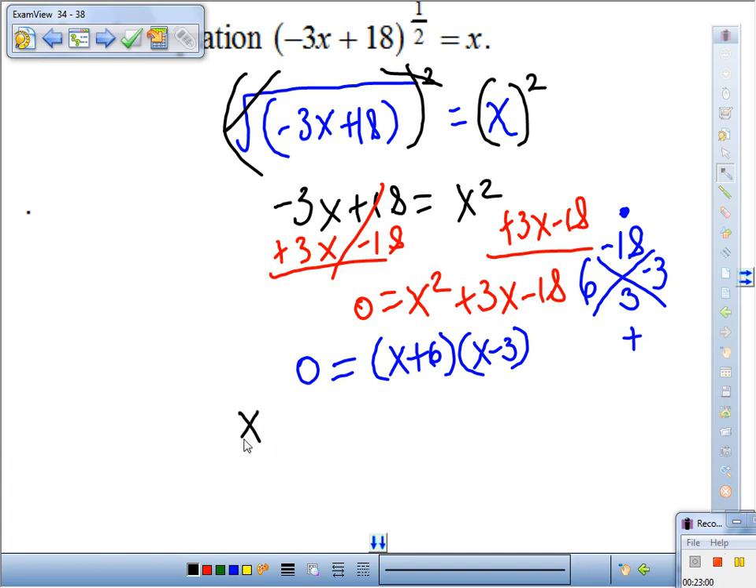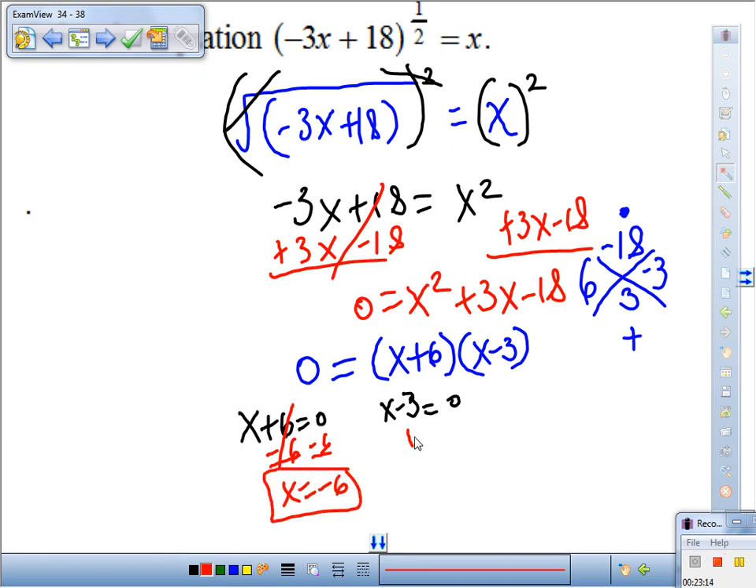Set them equal to 0. X plus 6 equal to 0. X minus 3 equal to 0. So then we just solve. So this is minus 6 minus 6. X equals negative 6. Plus 3 plus 3. X equals 3. These are my solutions.